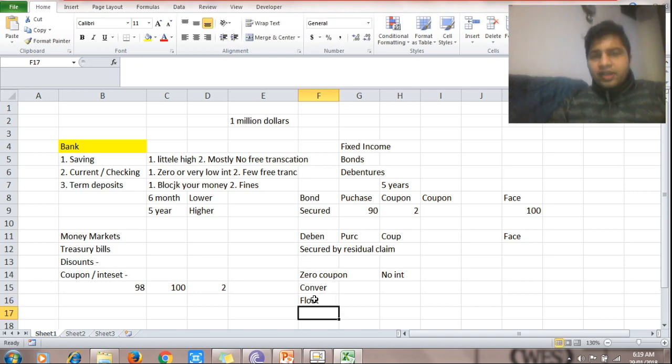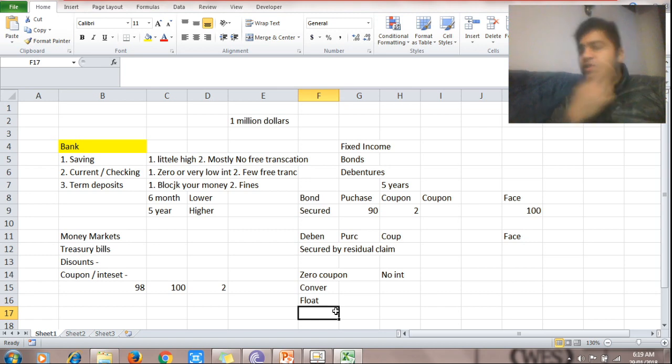Then you have a floating rate bond. A floating rate bond means the interest readjusts based on the interest rate in the market. So coupon rates are not fixed. Coupon rates fluctuate as the interest rate fluctuates. So if interest rates are going up, the coupon goes up. If the interest rates are going down, the coupon goes down.